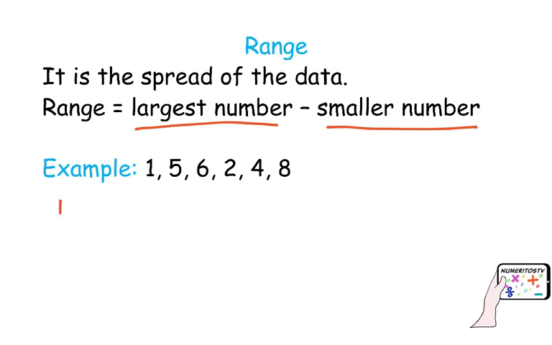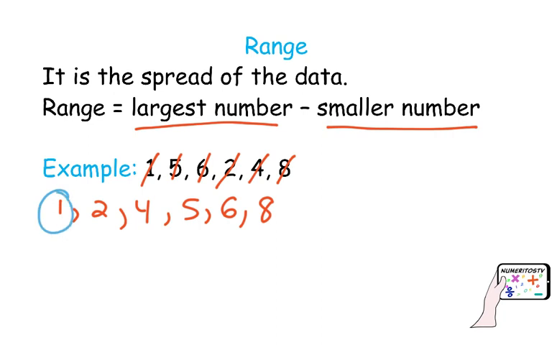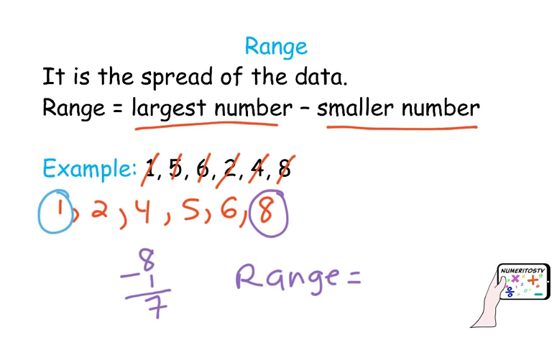So I am going to do that: 1, and then I have 2, and then 4, the next one, and then 5, 6, and my largest will be 8. If you write them from least to greatest, it's easier to see that 1 is the smallest and 8 is the largest. So to find the range, you just subtract largest minus smallest, that in this case is 7. So the range here is 7.